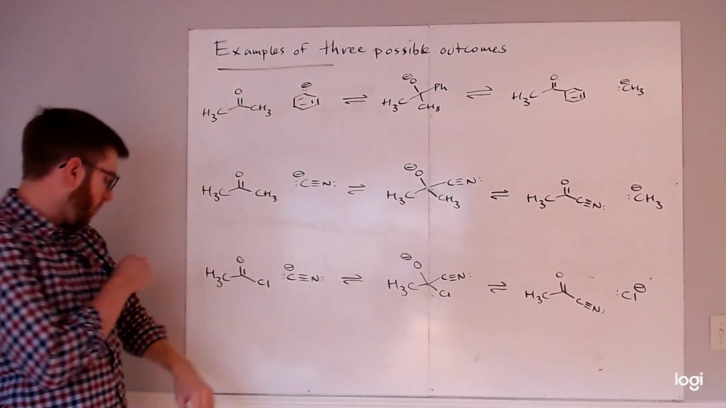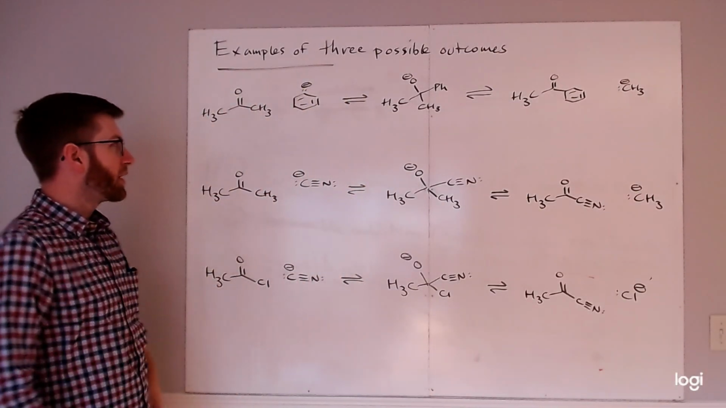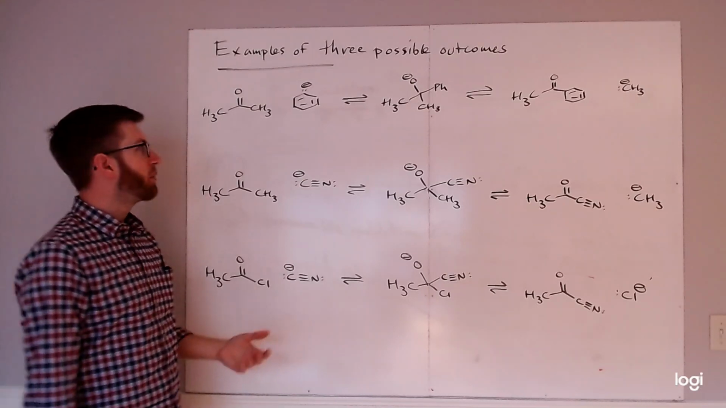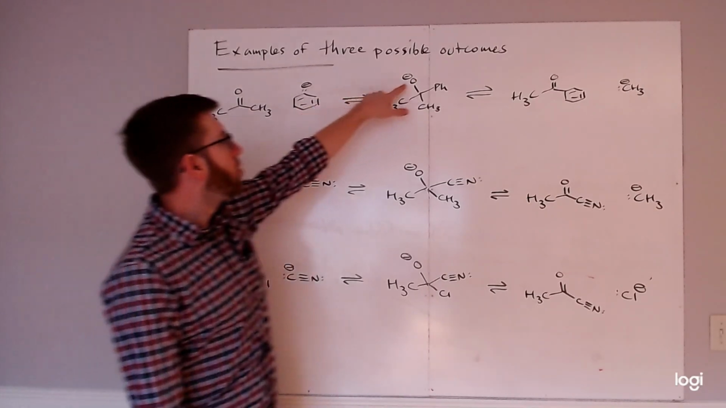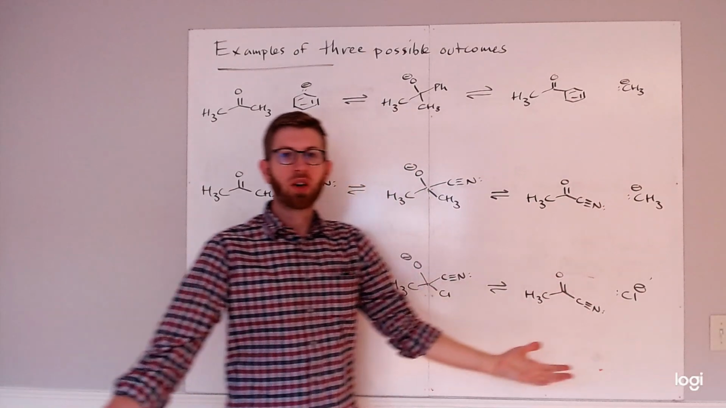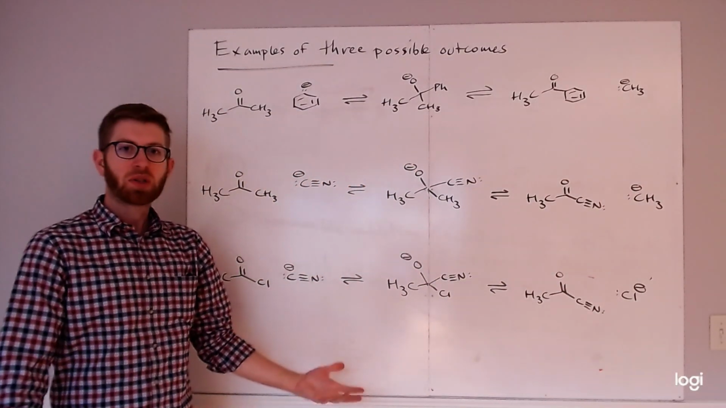Okay, so what we need to know are anion stabilities. So we could do this qualitatively where we have phenyl minus, O minus, or methyl minus. Which of those do you think would be the most stable?